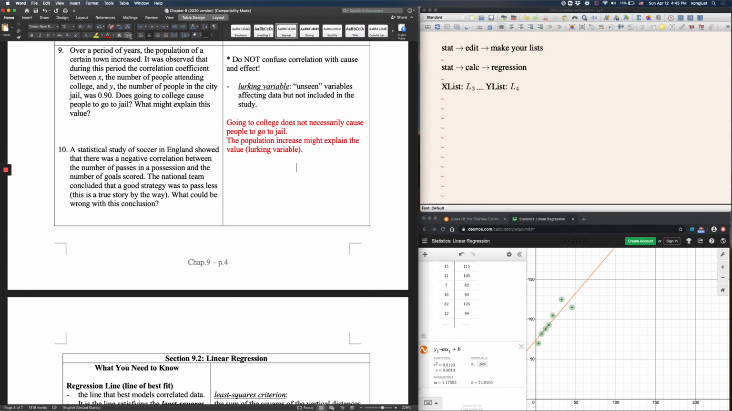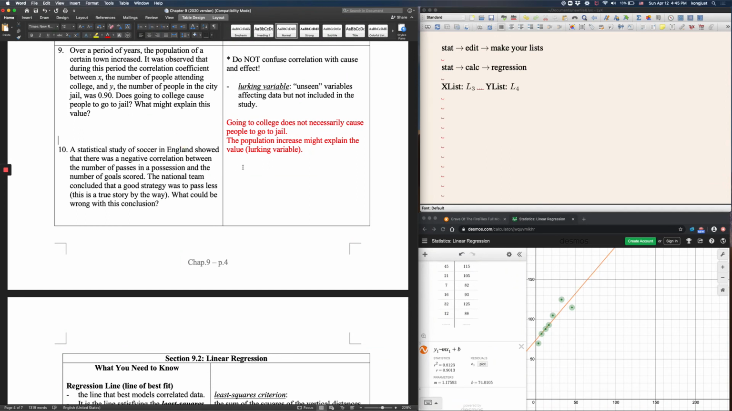Okay, number 10. A statistical study of soccer in England showed that there was a negative correlation between the number of passes in a possession and the number of goals scored. The national team concluded that a good strategy was to pass less. This is a true story, by the way. What could be wrong with this conclusion?